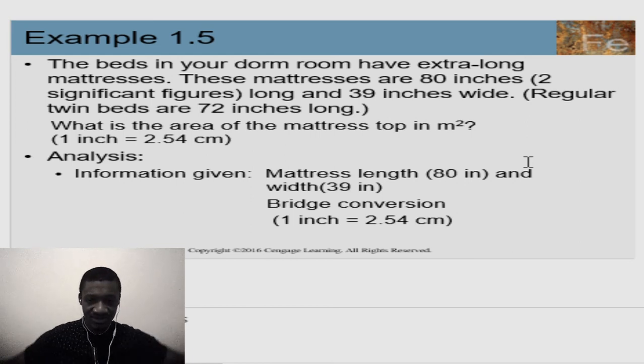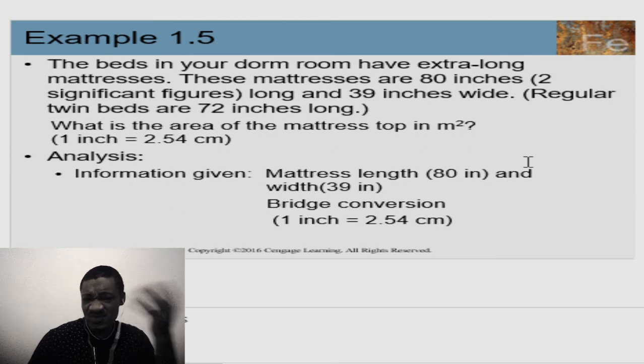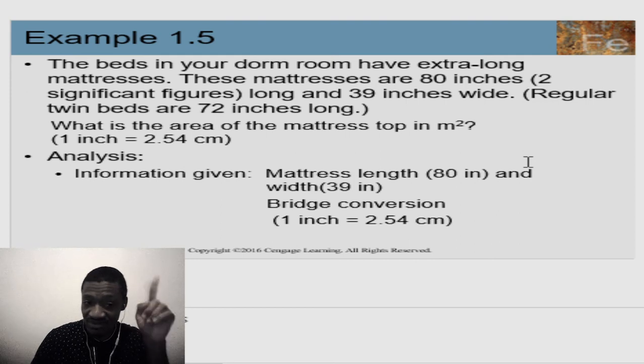So the mattress is 80 inches long as the length, and 39 inches wide as the width. And they said the regular twin beds are 72 inches long. Basically, it just gives you an idea of what the regular is, but the one there is 80, the other width is 39. So they ask, what is the area of the mattress top in meter square?